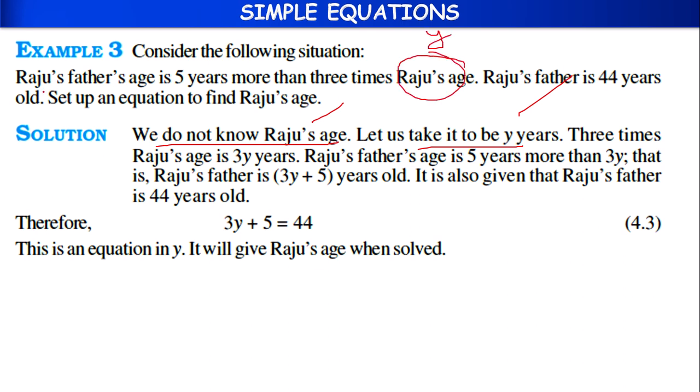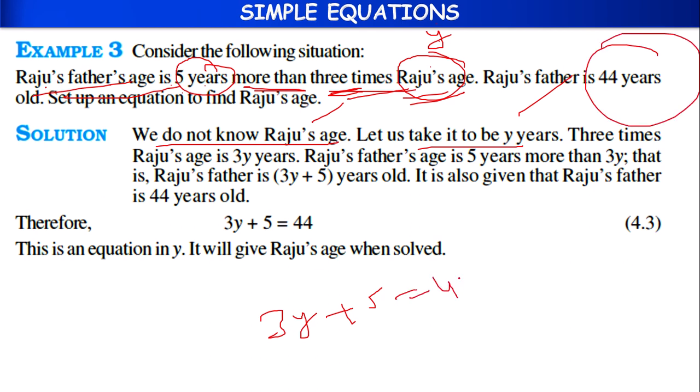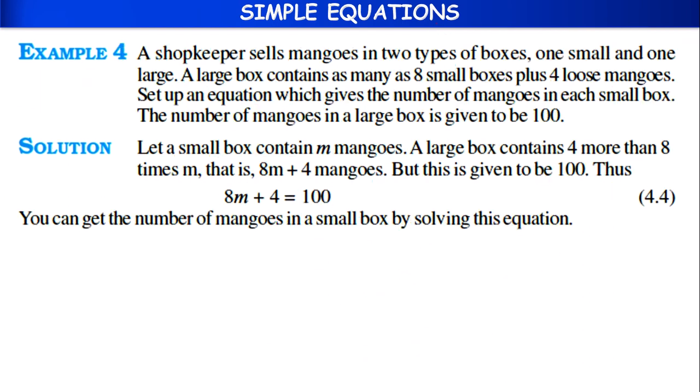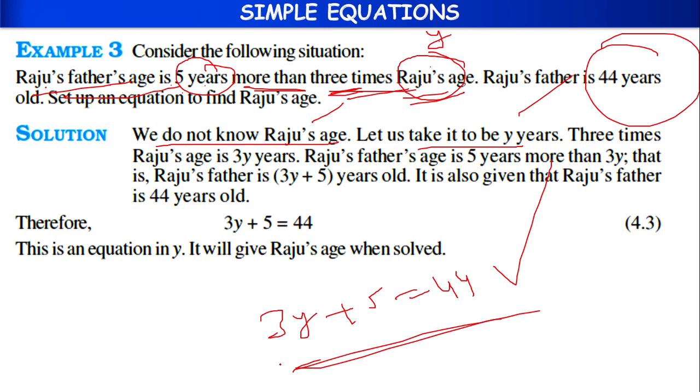years. Then Raju's father's age is 5 years more than 3 times Raju's age. Means Raju's age is y, 3 times Raju's age is 3y, plus 5 is equal to Raju's father's age, which is 44 years. So this is the equation to find Raju's age. If you solve this equation, you will get Raju's age.